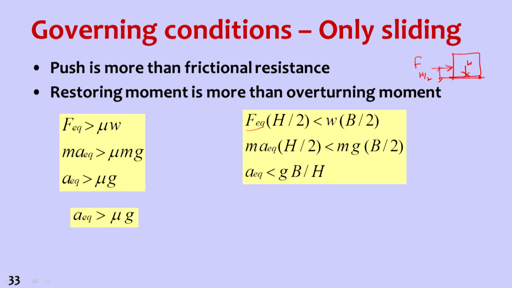F, we know, is m into A_Q, earthquake acceleration multiplied by mass, multiplied by h by 2, should be less than m into g into b by 2. If you strike off m, what we get is that acceleration should be less than g multiplied by the aspect ratio. So b by h is the aspect ratio. Acceleration less than g into b by h is the condition. So two conditions are there for the only sliding case. Acceleration should be greater than frictional resistance times gravity, and again acceleration should be less than gravity times aspect ratio. Then the only sliding case will take place. That means the object will only slide.